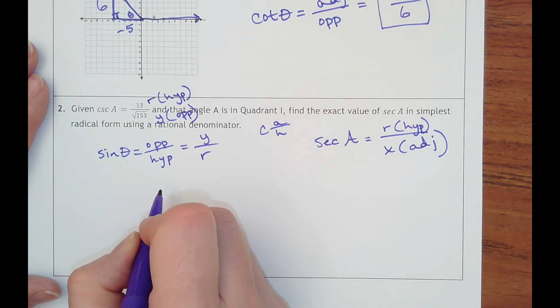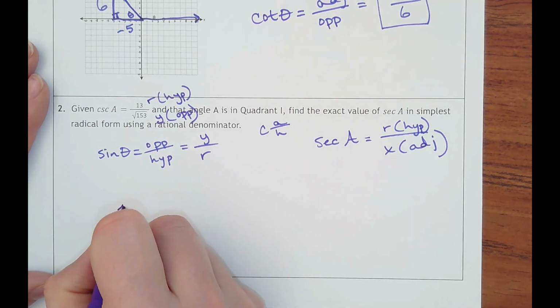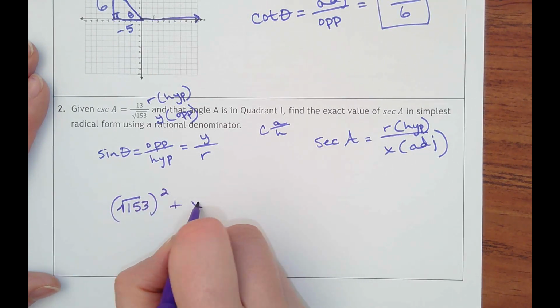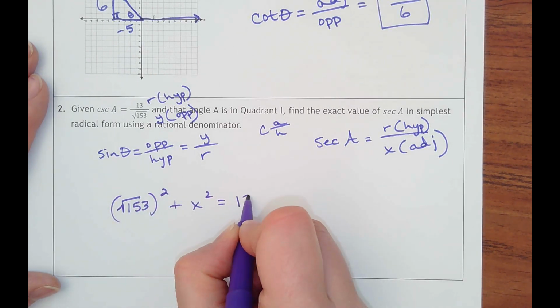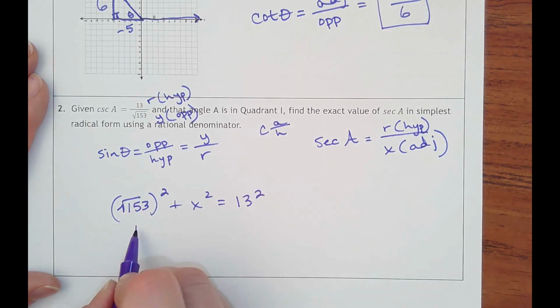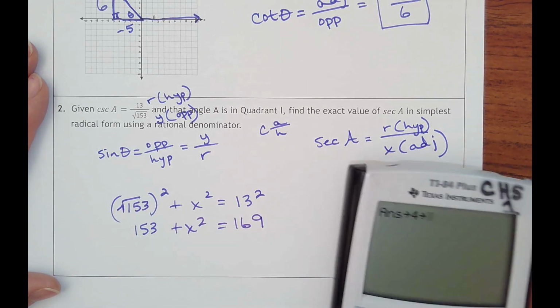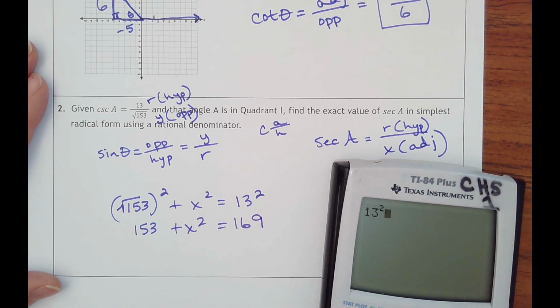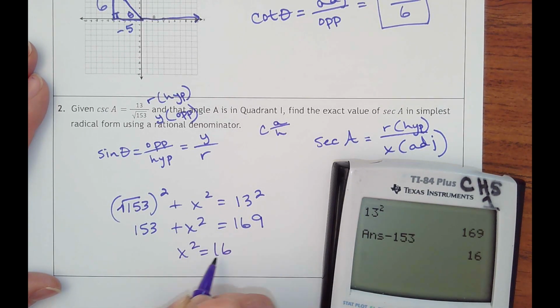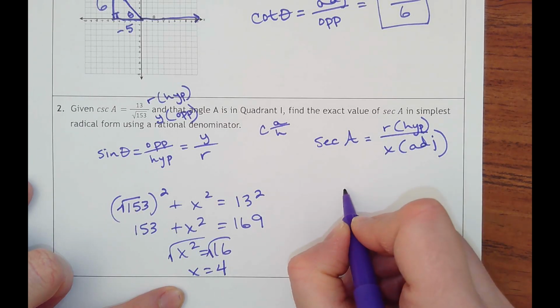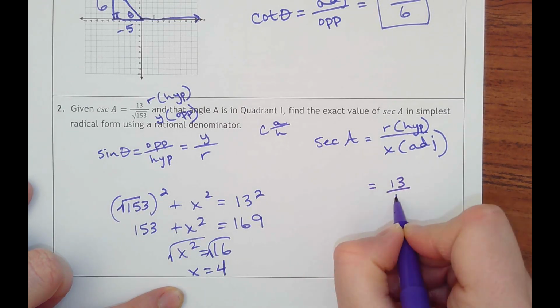So I would have to do the Pythagorean theorem: the square root of 153 squared plus x squared equals my hypotenuse squared. And so remember, square root and square cancel, that's 153. 13 squared is 169. That's 16. Square root of 16 would make that 4. So that's what x is. So I would have my secant of angle A equaling 13 over 4.